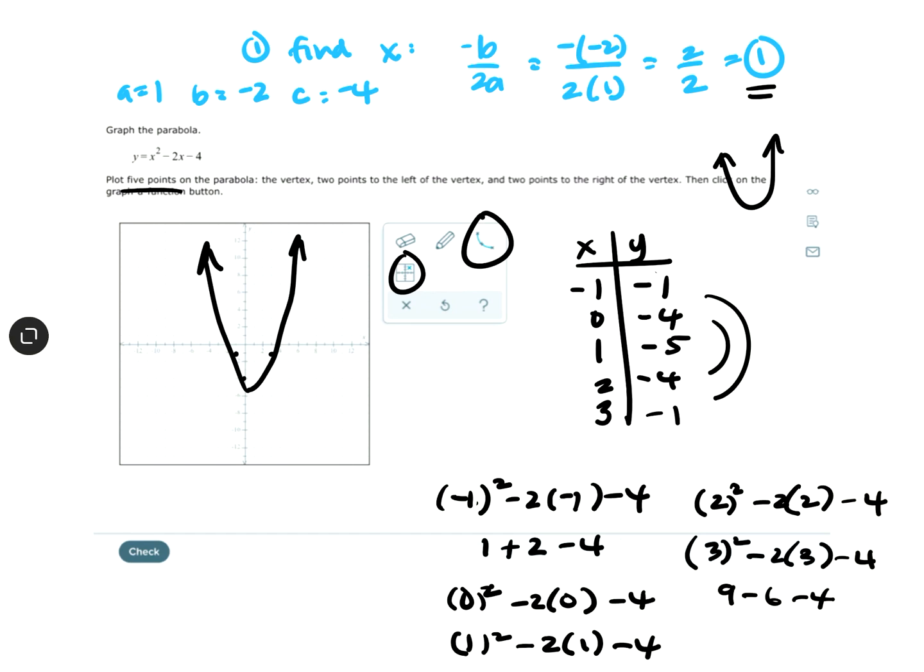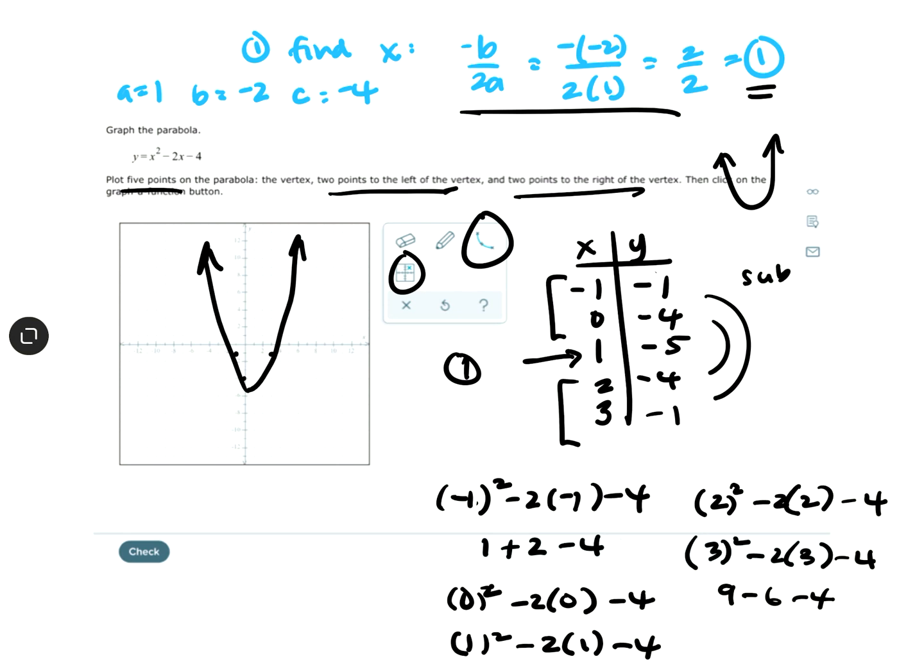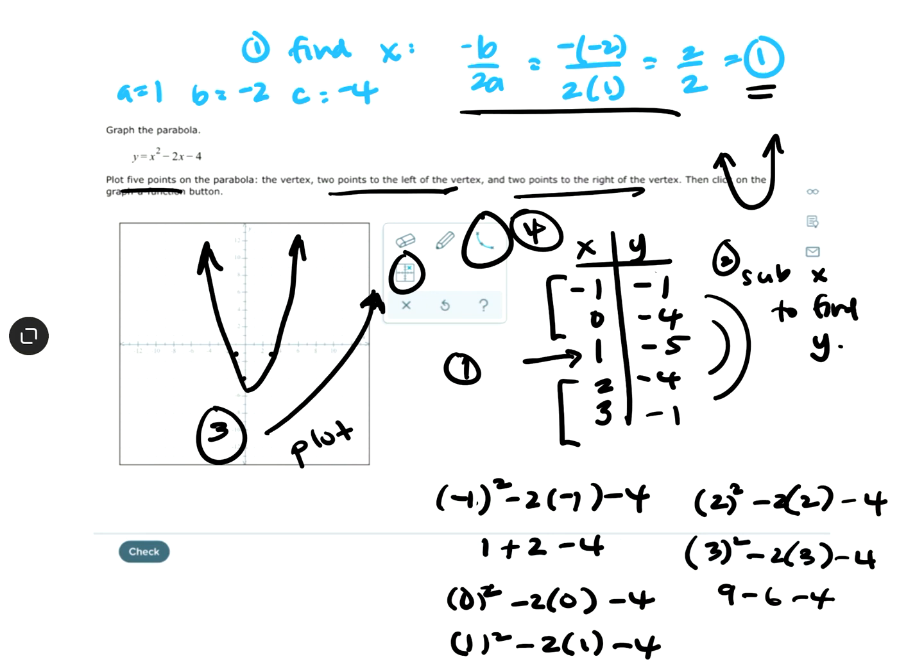And it kind of tells you over here, plot 5 points, 2 points to the left, 2 points to the right, which we did, right? So we found where the vertex was, step 1. We use this formula. We did 2 to the left, 2 to the right, like it's asking us to. Then we substitute our x's in to find our y. And then step 3 was plot. We use that button there. And step 4, we just hit the graph button and it graphs it nicely for us.